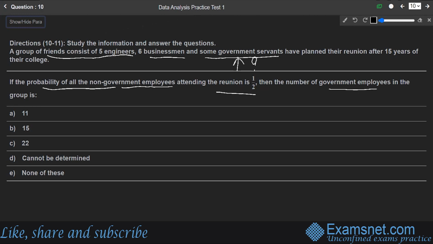So for this case, we'll obviously have to assume first the total number of employees. Okay, so let us assume the total number of employees and then try to do it.